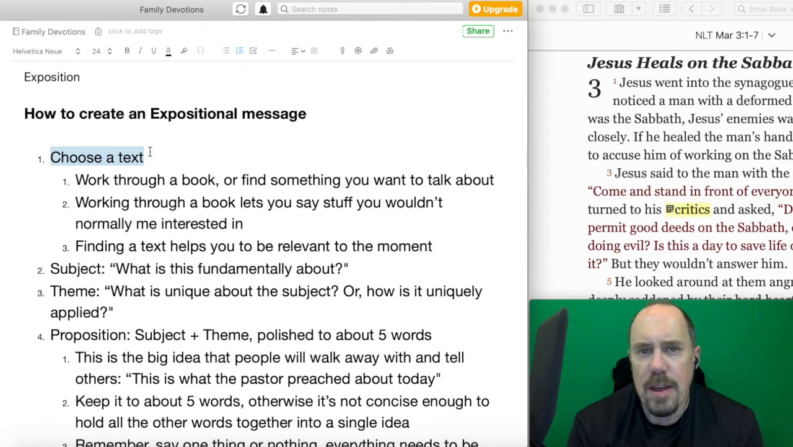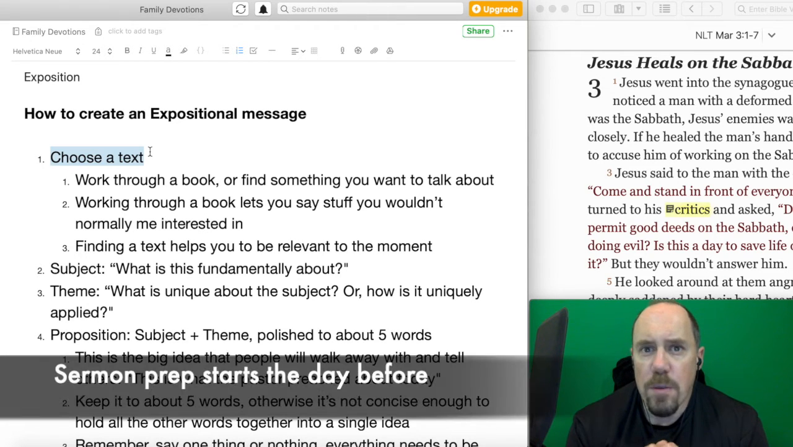So choose a text. Then you know what? I will pray over that text. I will never open my Bible to a text the day I have to do a sermon. The sermon starts at least the night before, the day before. I'll open up the Bible.